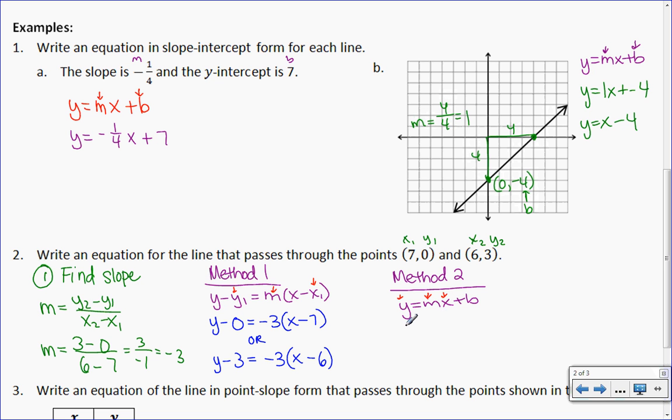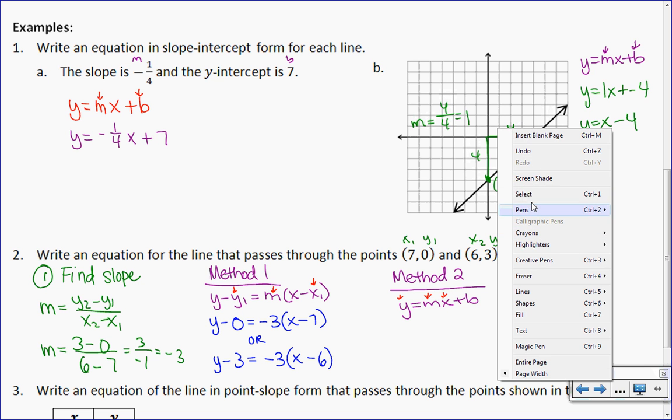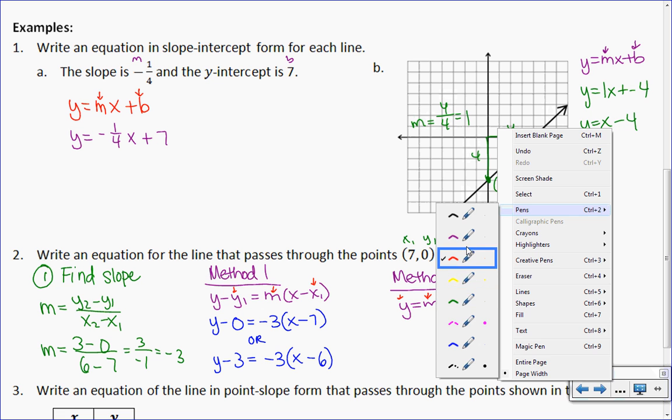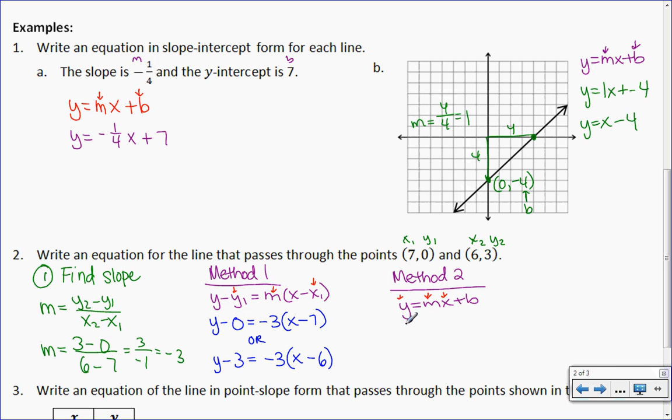So what we know right now is that the equation is of the form y equals negative 3x plus b. We just don't know what b is. So let's substitute this point, 7, 0: 7 for x, 0 for y, and see what we get for b. So 0 is y, x is 7, and then we want to solve for b.